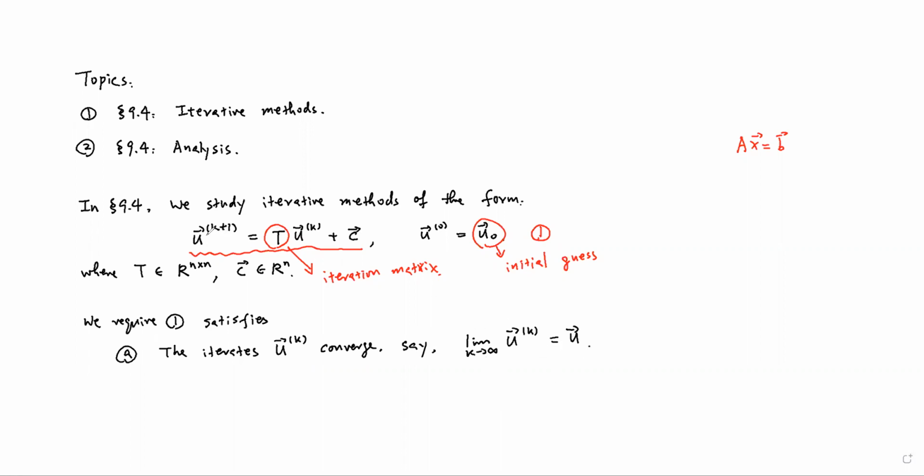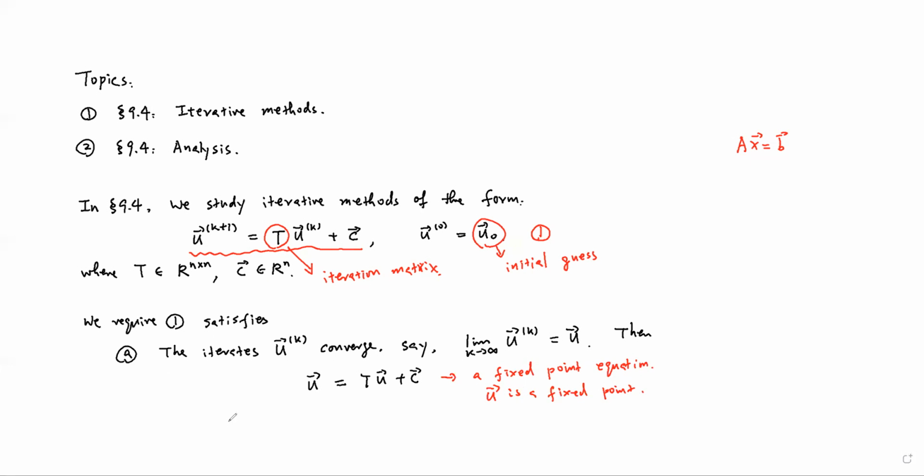Under this assumption, I let k approach infinity on both sides. Then the left-hand side approaches u, and the right side approaches u. So we have this equation about the vector u. Let me call it a fixed point equation. And u, the vector u, of course, is a fixed point. The first assumption, yes, the scheme should converge.